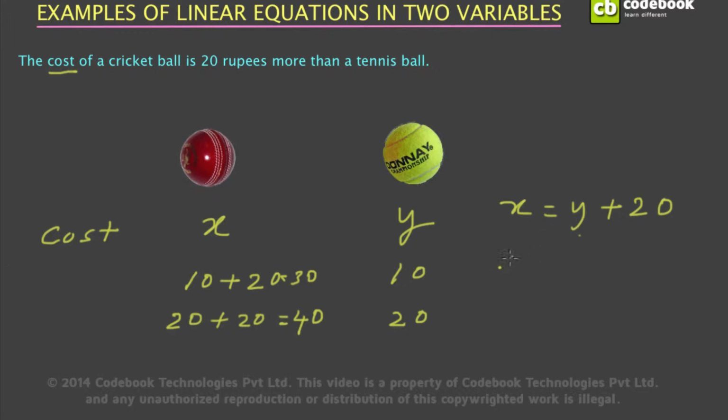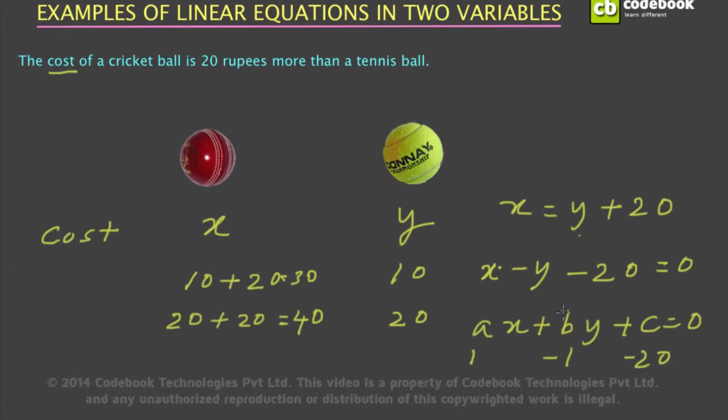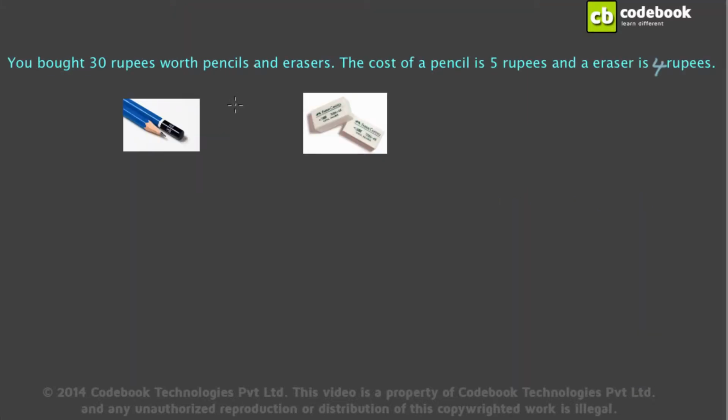So this can be represented in the general form of a linear equation with two variables as X minus Y minus 20 is equal to 0. So this is in the form of AX plus BY plus C equal to 0, where A is 1, B is minus 1 and C is minus 20. In this way, you can use linear equations with two variables to represent this statement mathematically. Now let's work on another example.